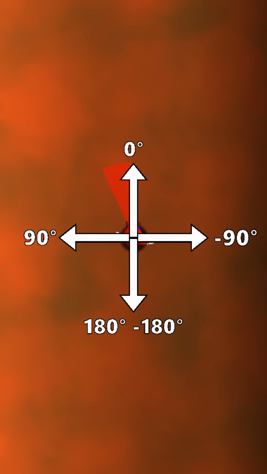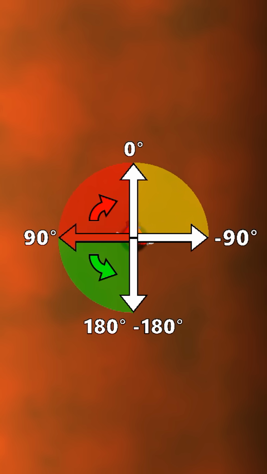If the difference is greater than 0 degrees, but less than or equal to 90 degrees, then Mario rotates clockwise. If the difference is greater than 90 degrees, but less than 180 degrees, then Mario rotates counterclockwise. If the difference is less than 0 degrees, but greater than negative 90 degrees, then Mario rotates counterclockwise. And if the difference is less than negative 90 degrees, but greater than negative 180 degrees, then Mario rotates clockwise.